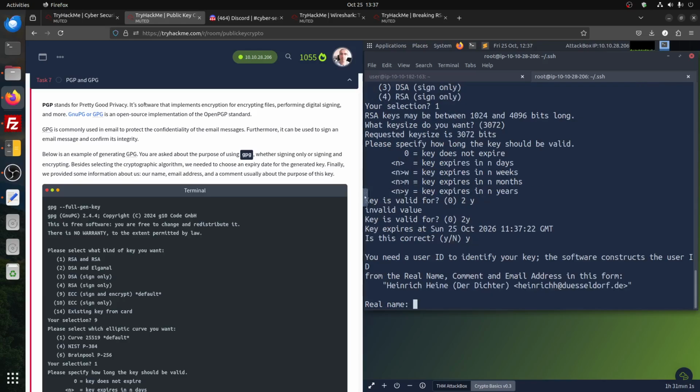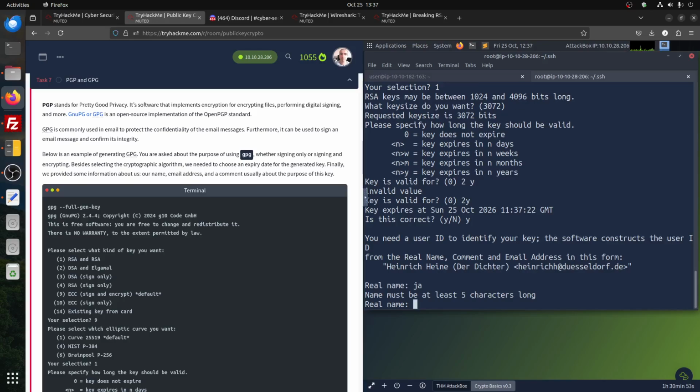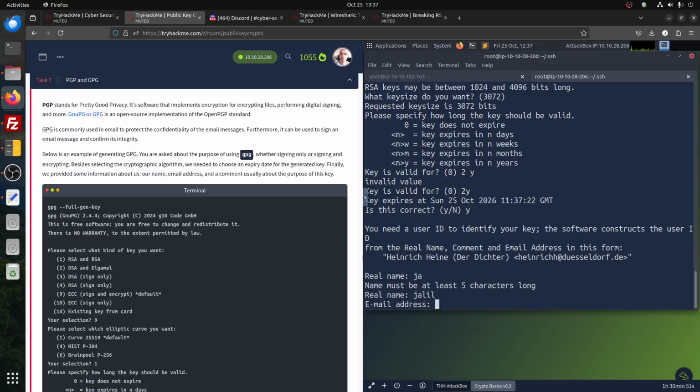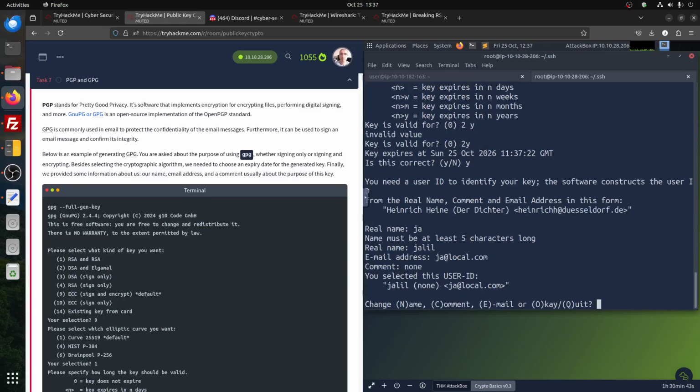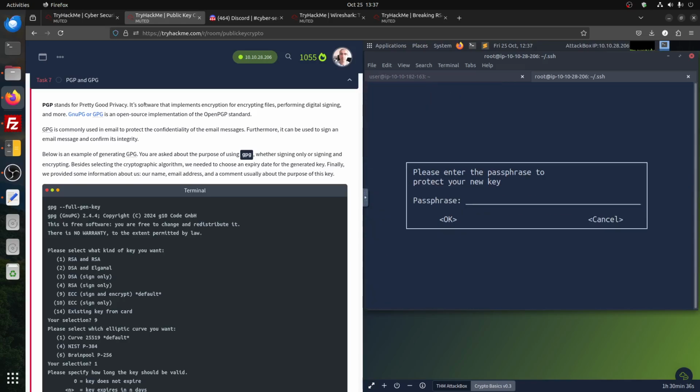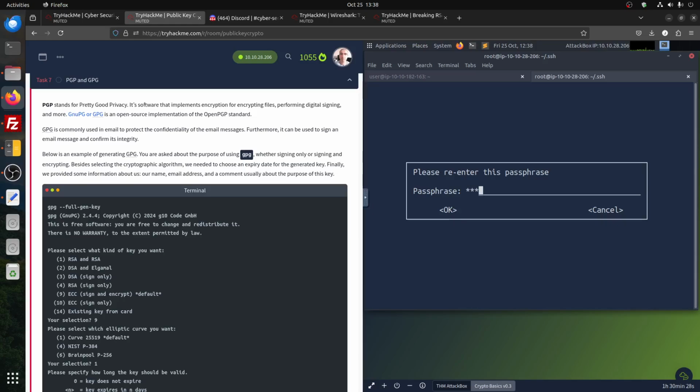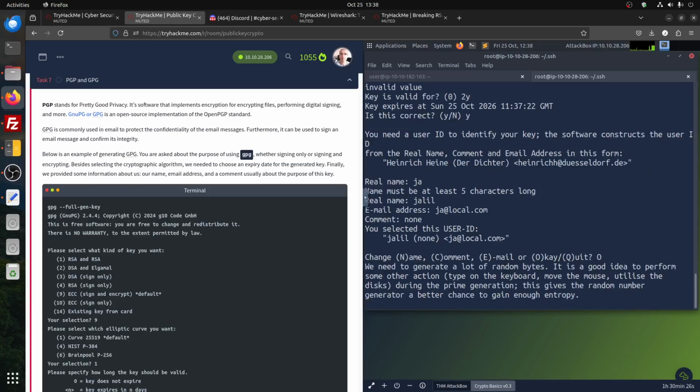Yes, it's correct. Okay, real name: J. Okay, your name must be at least the minimum length. Okay, email address: j@local.com. Comment: none. No. Okay. Passphrase: Jalil1234. Jalil1234. Strong passwords.